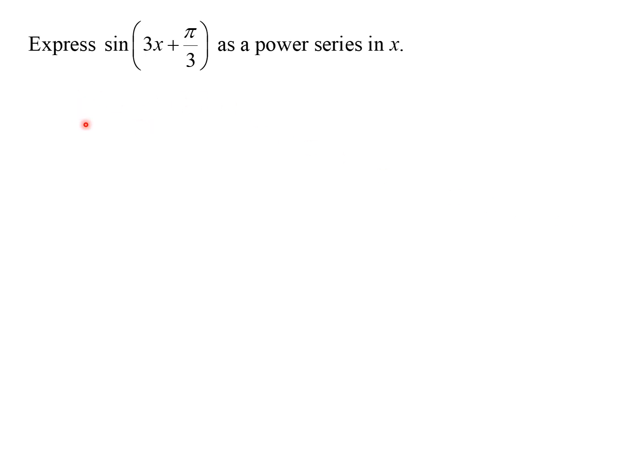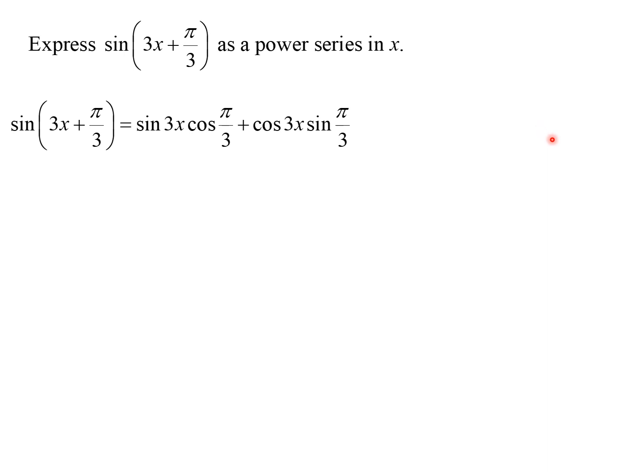Next, another example. If you need to express sine(3x plus pi over 3) as a power series in x, or in terms of x, your first step would be, because it's an addition trigonometric function, you need to actually expand it out, because we need to get rid of some constants here.